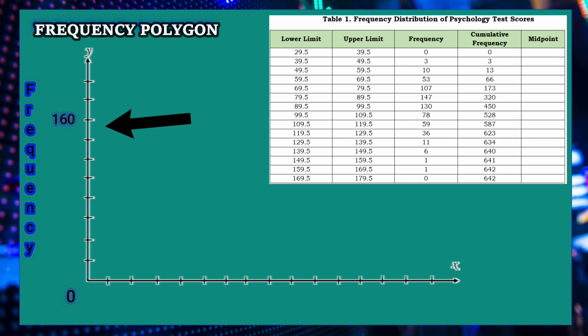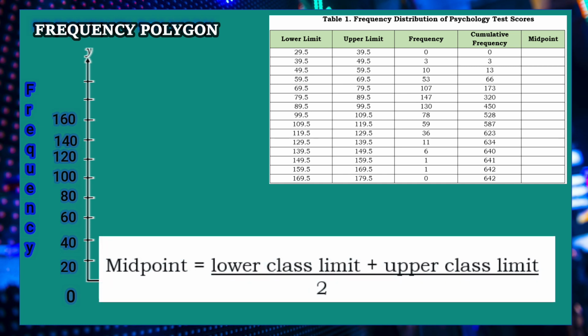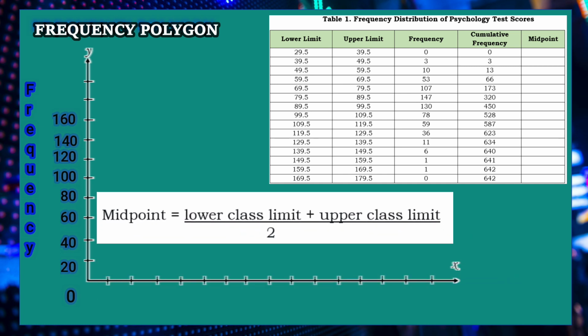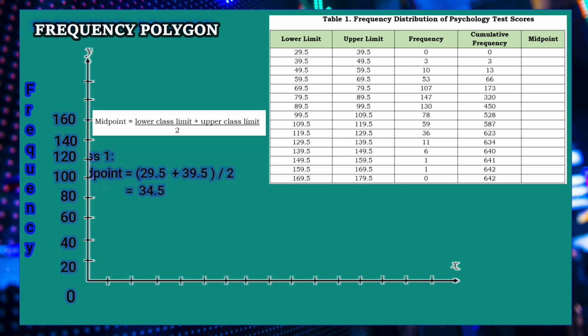Then we're gonna mark 140, 120, 100, 80, 60, 40, and 20 on the y-axis. For the x-axis, we need to calculate the class mark for each of the classes. The formula for finding the class mark of a class is the lower limit plus the upper limit, take the result, and divide by 2. So for class 1, we have the lower limit 29.5 plus the upper limit 39.5. Take the result and divide by 2, we get 34.5.